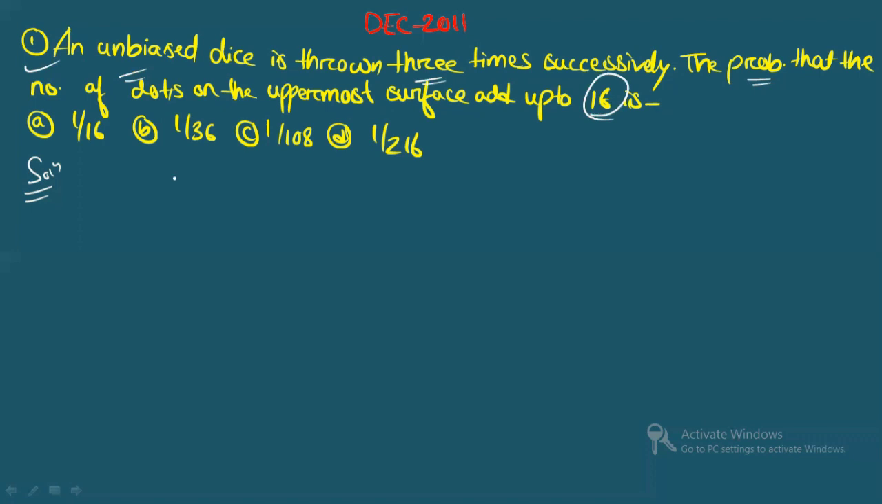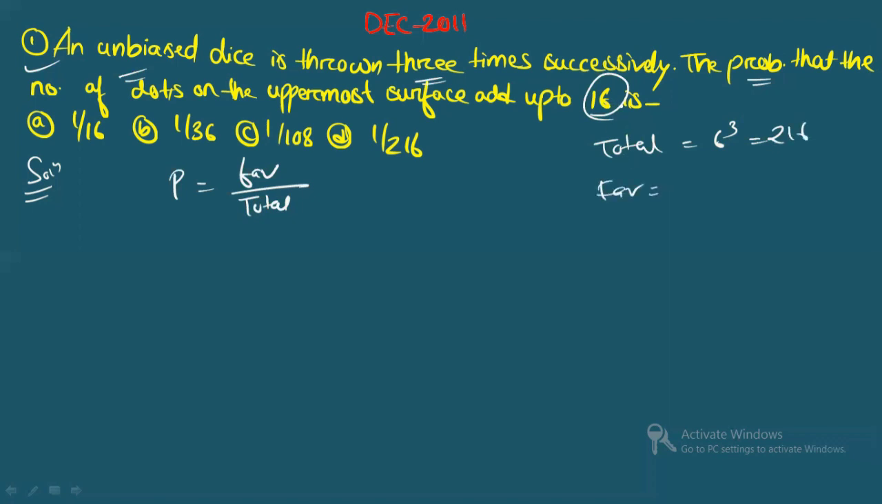The formula for probability, we know, is favorable divided by total. In this case, the total will be 6 cubed, because an unbiased dice is thrown 3 times. So it is 216. Now we will come to favorable.